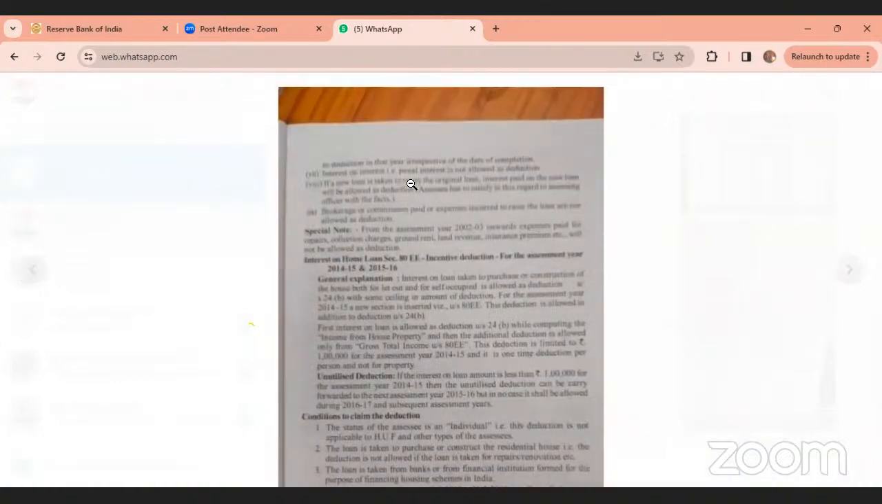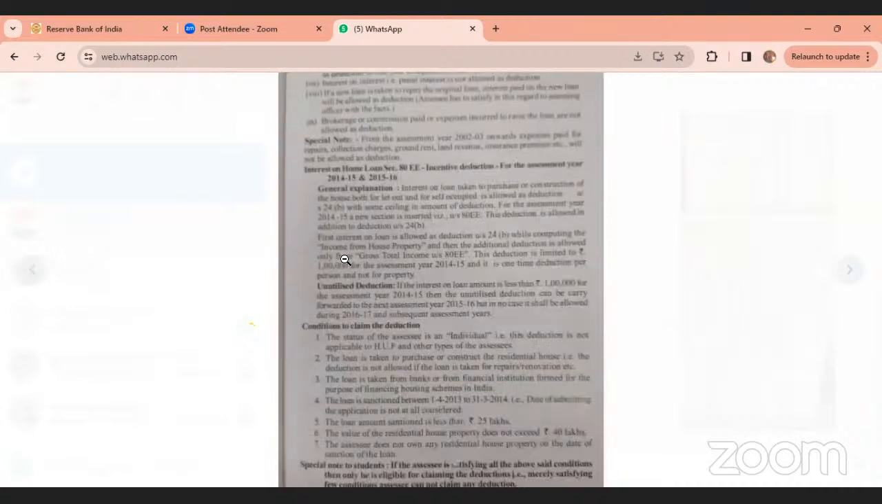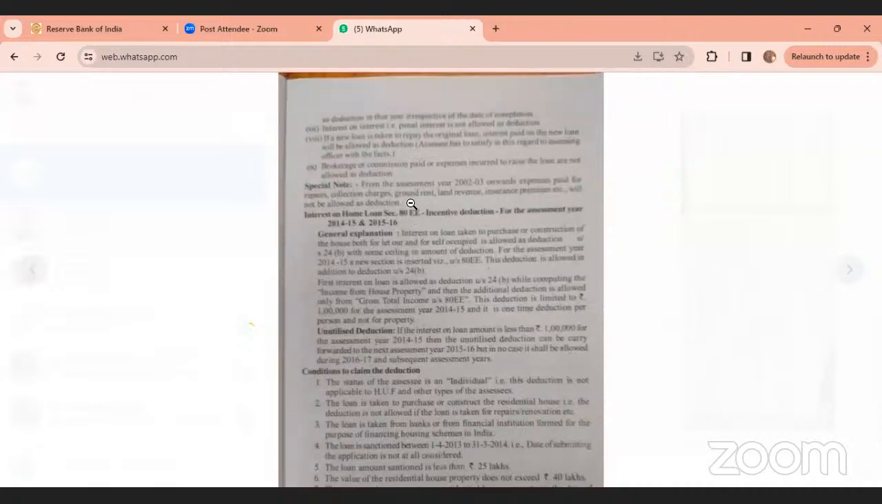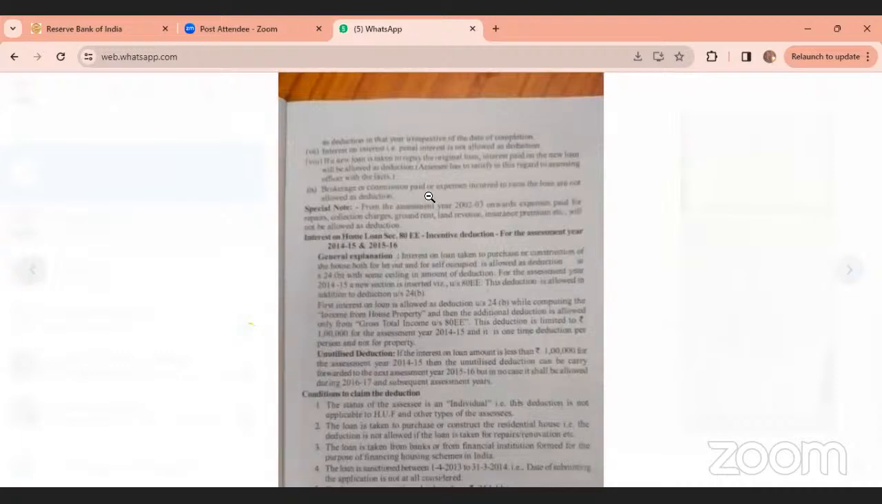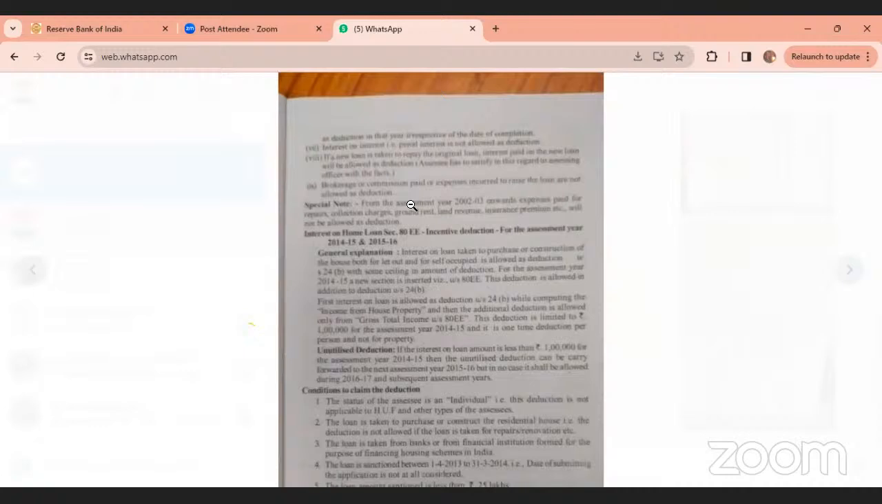Next, interest on interest, that one is called penal interest. Interest on interest means what? Penal interest means what? Interest on interest. That interest also comes under deduction under section 24B. Okay. Next, brokerage or commission paid or expenses incurred to raise the loan are not allowed as deduction.